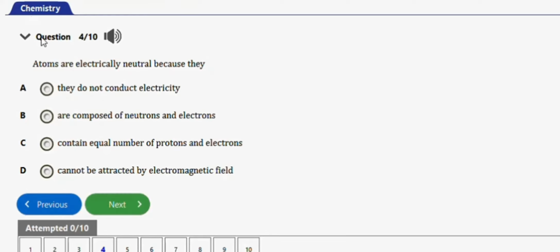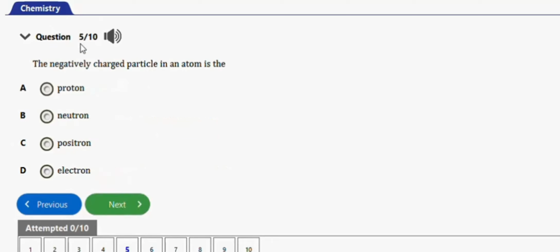It says, atoms are electrically neutral because they, option A, do not conduct electricity, are composed of neutrons and electrons, contain equal number of protons and electrons, or cannot be attracted by electromagnetic field. So the right option to this question is option B, contain equal number of protons and electrons. That's why the atom is electrically neutral. Proton number equals electron number. Very, very important.